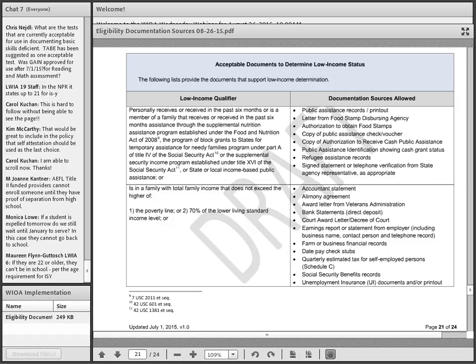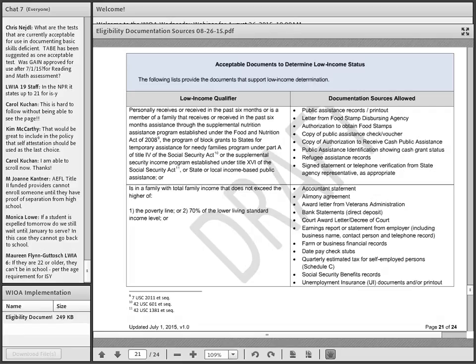Then we've also added, for in-school youth, the criteria of receiving reduced or free school lunches. For any in-school youth, you would get the documentation from the school system that states that this individual is on free or reduced price lunch. That's an automatic low-income qualification factor for the youth. It has no tie to low income for an adult client or an out-of-school youth. It's only tied to the in-school youth criteria.